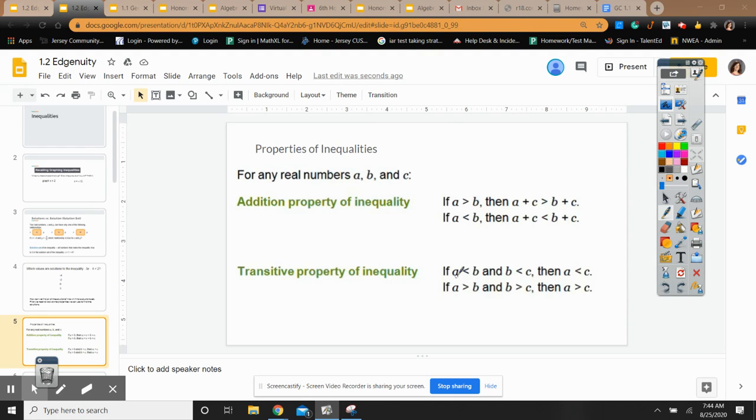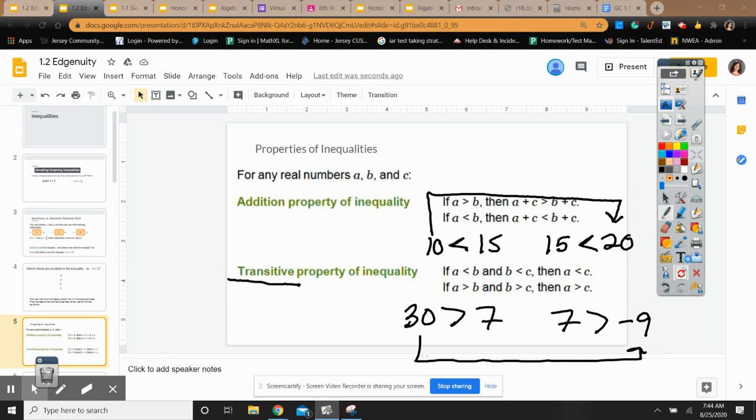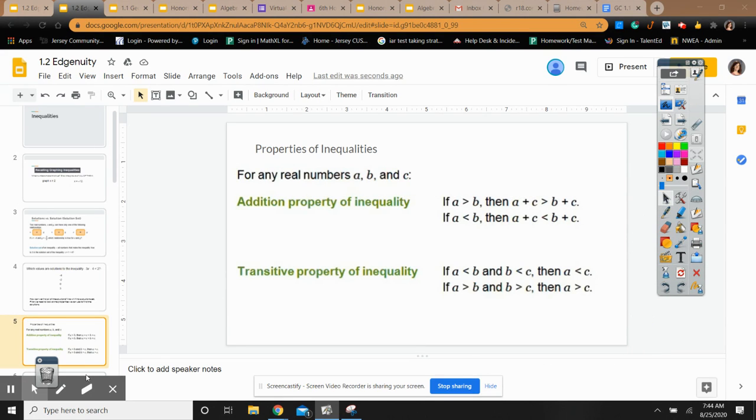Okay, now, if A is less than B and B is less than C, then A is less than C. This transitive idea always looks like a train because it's pretty long. That would be like saying 10 is less than 15, that's true. Well, we know that 15 is less than 20. So then 10 has to be less than 20 because it would be the order they would appear on the number line. The same is true for greater than. If 30 is bigger than 7, and we know 7 is greater than negative 9, then isn't 30 bigger than negative 9? Yes, the answer is correct. So that is the transitive property of inequality.